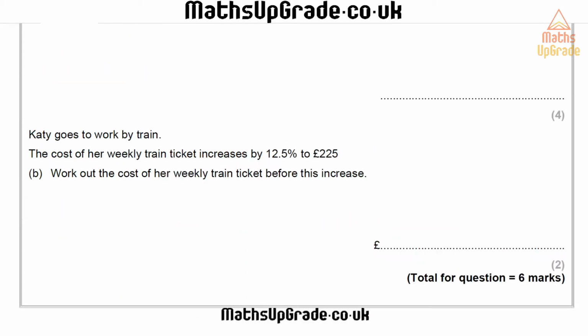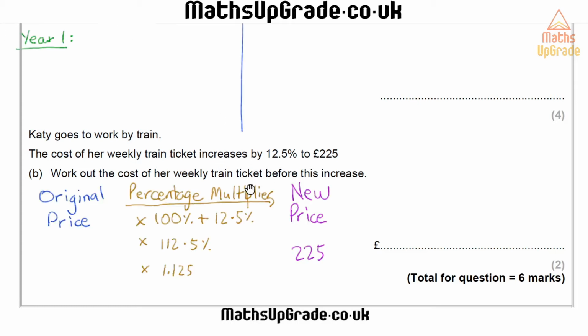Part B. Katie goes to work by train. The cost of a weekly train ticket increases by 12.5% to £225. Work out the cost of a train ticket before the increase. So this is the question that involves reverse percentages. So again, I need to find the percentage multiplier. The percentage multiplier here is going to be given by 1.125, since it increases by 12.5%. So 100% add 12.5% is 112.5%, which is 1.125.